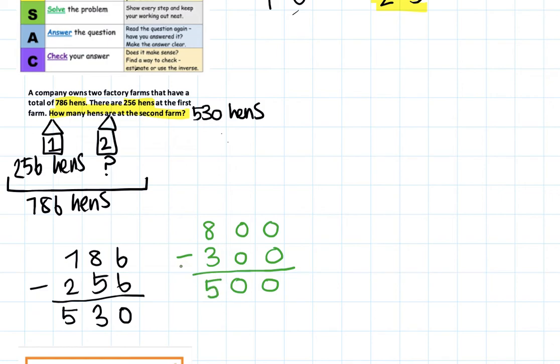Now remember, this is an estimation. So is that answer similar to this answer? Yes, it is. So I reckon this answer is correct.